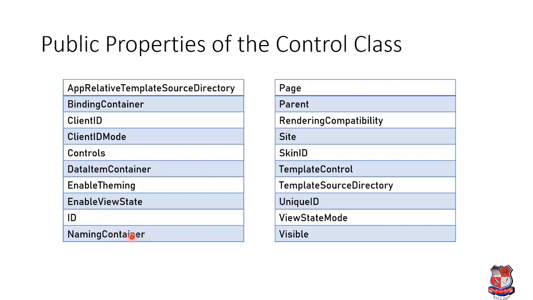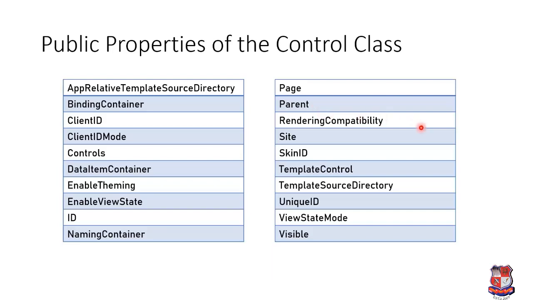Next is NamingContainer. It obtains a reference to the server control's naming container, which creates a unique namespace to differentiate between server controls with the same System.Web.UI.Control.ID property. Next is the Page property. It obtains a reference to the page instance that contains the server control. Next is the Parent property. It obtains a reference to the server control's parent control in the page control hierarchy.